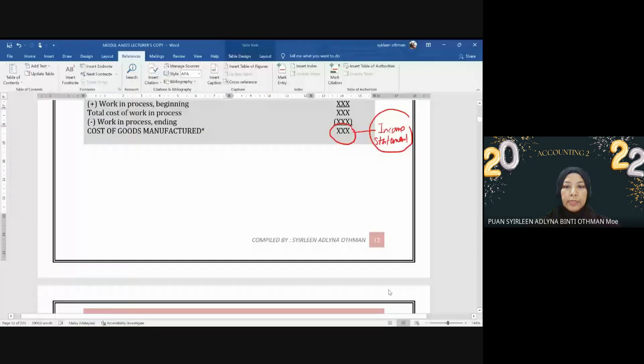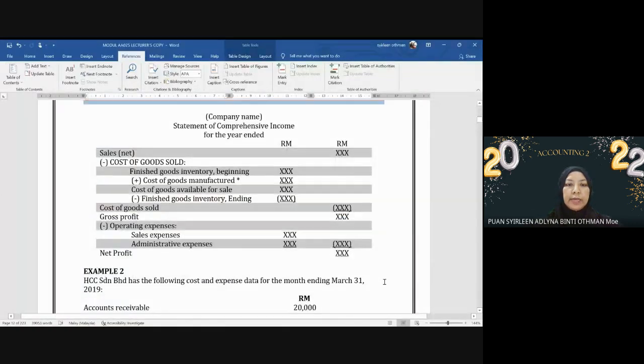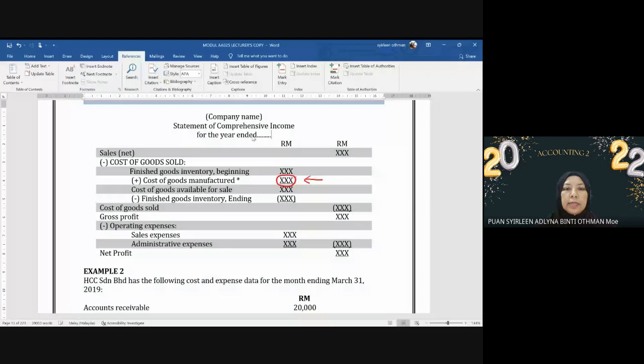Okay, so bila saya prepare comprehensive income statement, yang madam kira tadi tu ialah nilai yang kita masukkan di sini. Tu ada bintang tu kan. The one that you calculated in your cost of good manufactured statement will be transferred here. So bila saya prepare comprehensive income statement macam biasa, ada nama company, and then you have the name of the statement. For the year ended, lepas tu ada tarikh lah dekat tepi ni, right, as usual. Okay, so then kita akan prepare macam biasa.